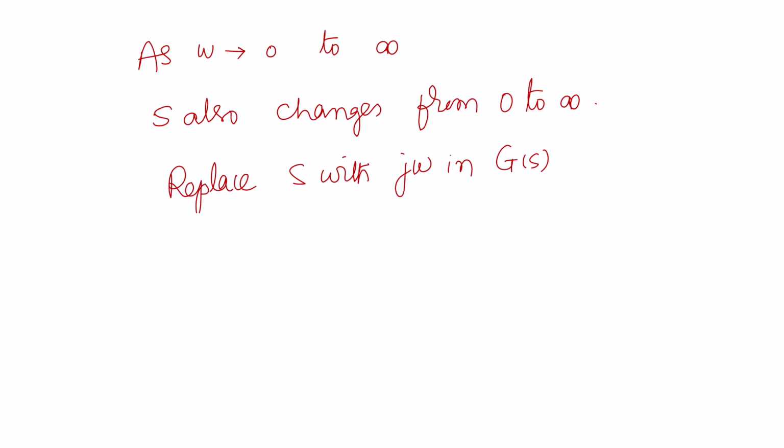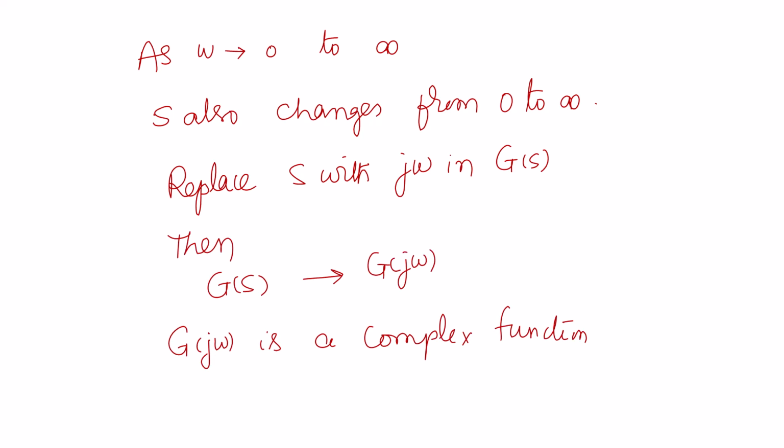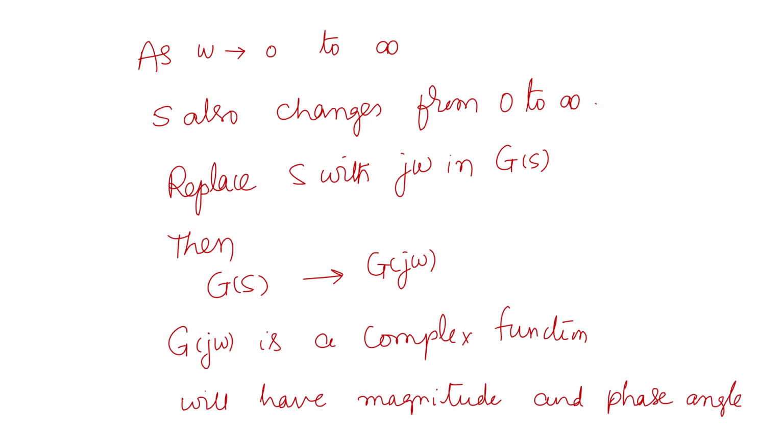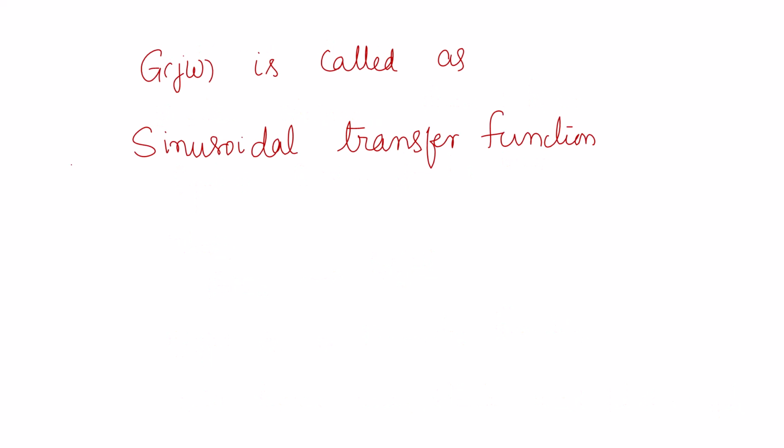Now, if this omega is varied from a value 0 to infinity, then the values of s are also going to change from 0 to infinity. If we replace the value of s in G(s) with j omega, then G(s) changes to G(j omega). So as this value of omega is varying from 0 to infinity, the magnitude and the phase angle of G(j omega) are going to vary. Then this G(j omega) is known as a sinusoidal transfer function.